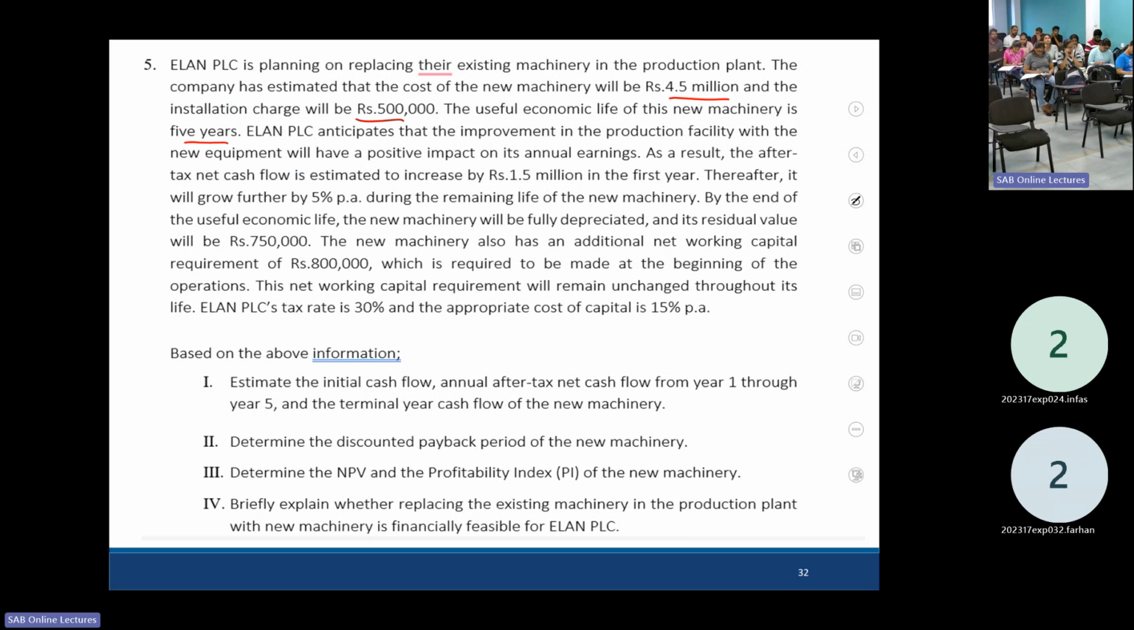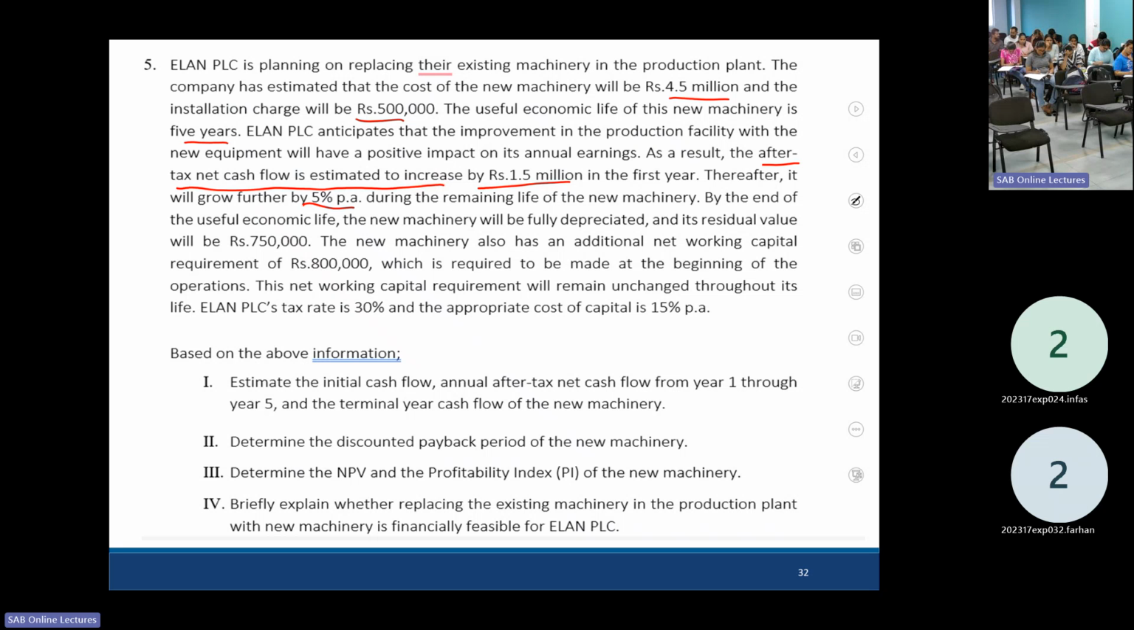PLC anticipates the improvement in the production facility with the new equipment will have a positive impact on its earnings. As a result of that, after-tax net cash flow is estimated to increase by 1.5 million in the first year. Thereafter, it will grow by 5% per annum during the remaining life of the new machine.